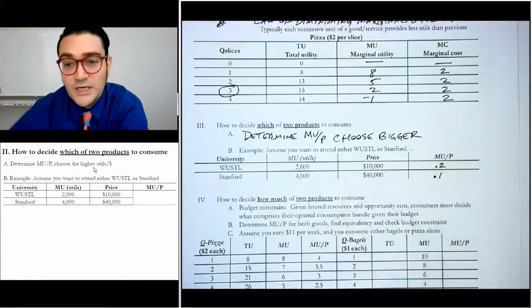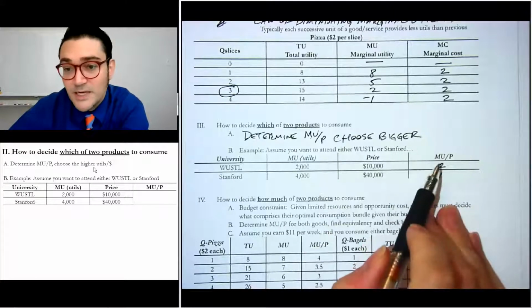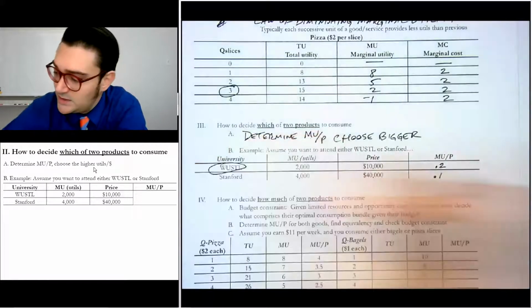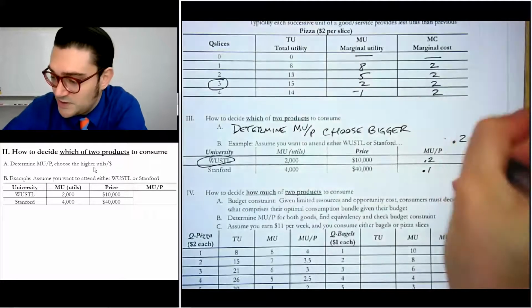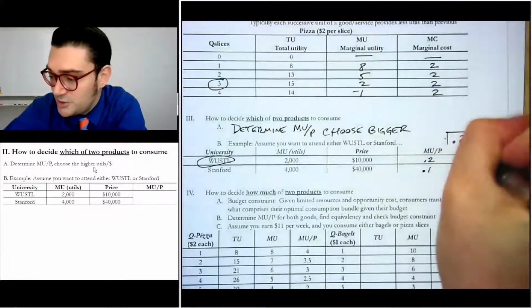So which one should you do? Well, you get more bang for your buck by going to Washington University, because 0.2 is bigger than 0.1. So that's what we choose.